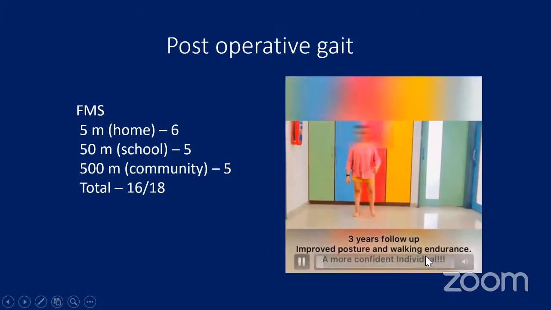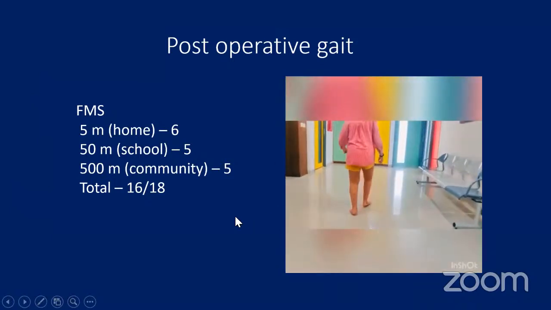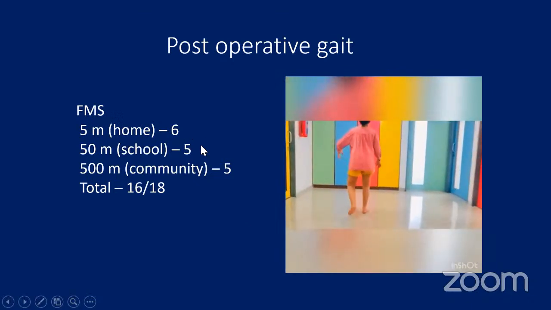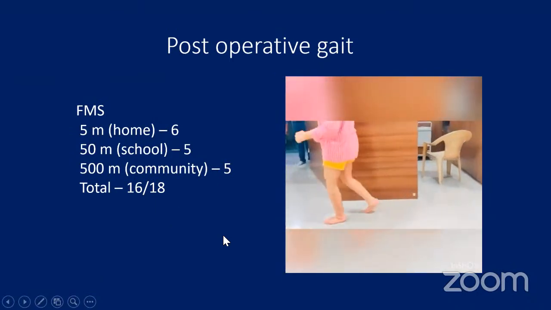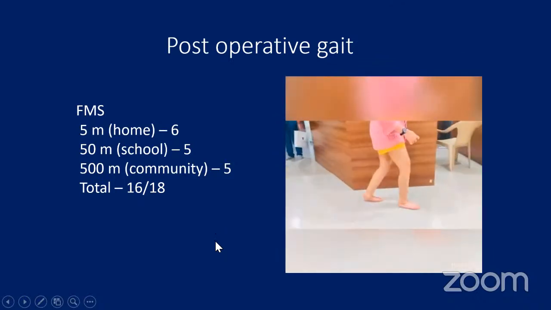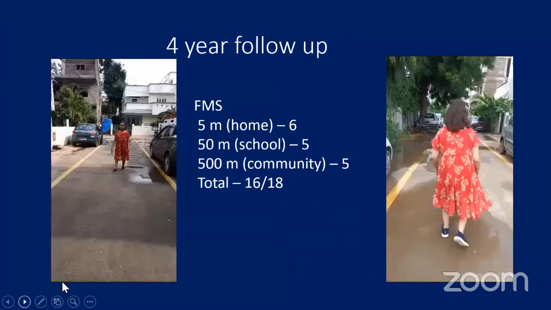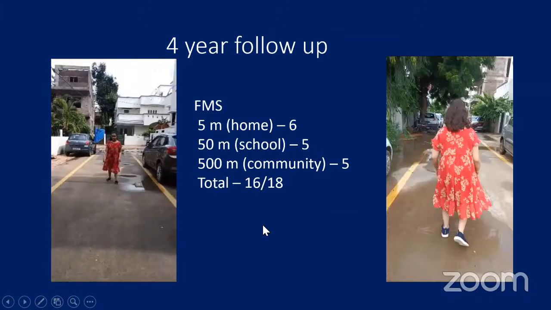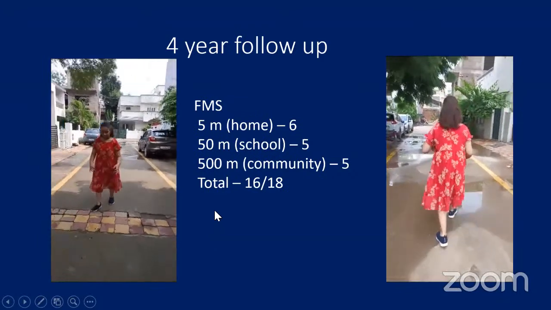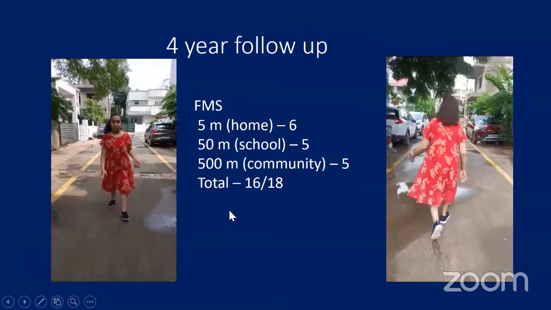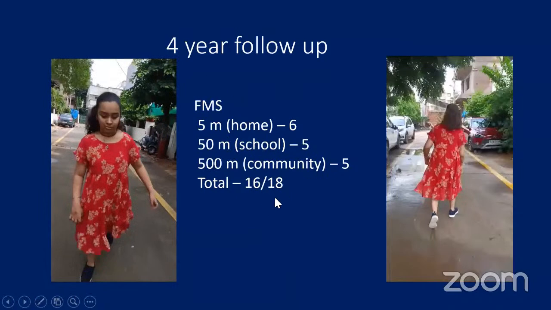And this is her post-op gait video. We can see the crouch is gone and she has a plantigrade foot. And her FMS score improved to 6 at home, 5 at school, and 5 in community. So it came up to 16 by the maximum score, which is 18. And this is a 4-year follow-up. So her FMS has increased from 8 preoperatively to 16 by 18, and she has maintained it over a 4-year follow-up period.